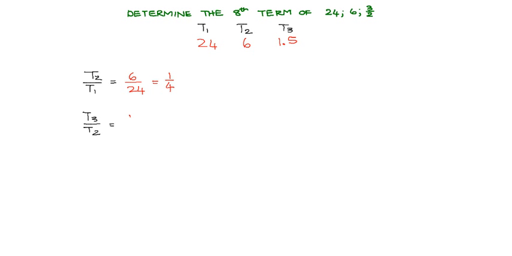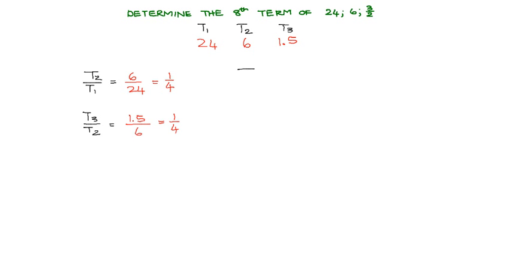We have 1.5 over 6. If you plug that into your calculator, you also get a quarter. Yeah, this now proves that we have a common ratio of a quarter. Let's start building from our standard form to see what our general nth term is going to look like.